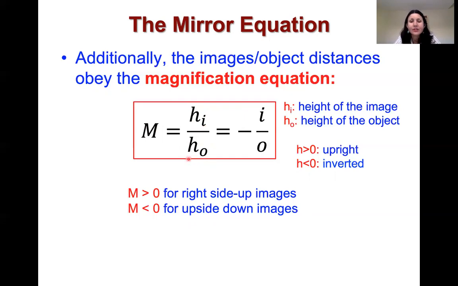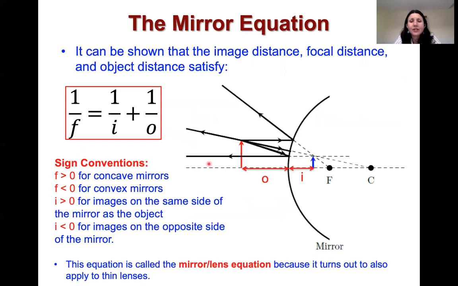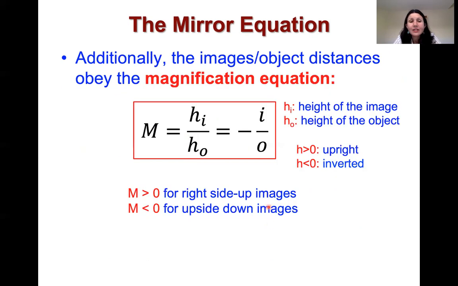That's what you could do just by ray tracing, taking a ruler, measuring this height, and taking the ratio. But to be more exact, you can use this equation. The object distance is something that's given. You place an object somewhere, you can find the image distance. And it turns out the magnification can be found directly from those values. It's minus I over O. Now let's think about the significance of this minus.